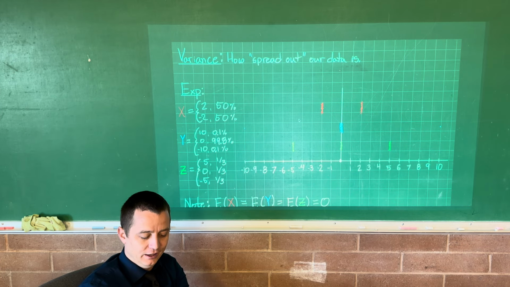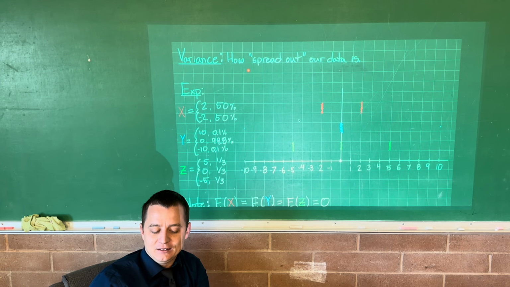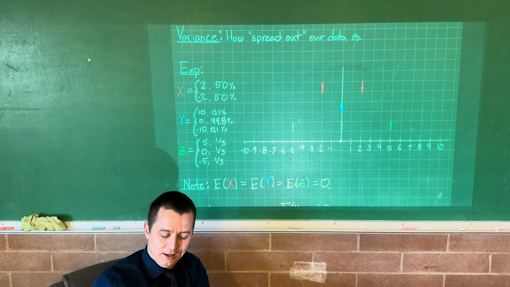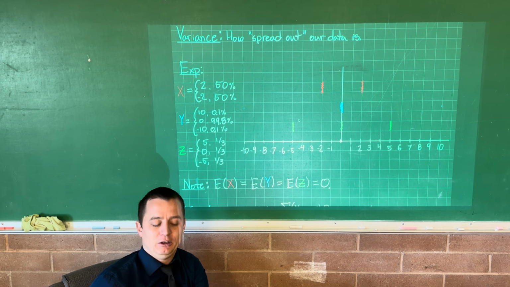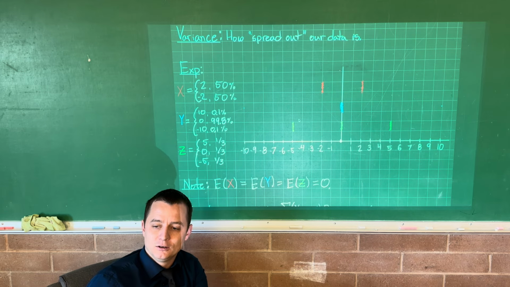Intuitively, what's variance? It's how spread out our data is. So let's say I've got these 3 random variables, x, y, and z. X, whatever it is, I don't care what sample space we're on, it's just going to spit out a 2 half the time, and it spits out a negative 2 half the time.